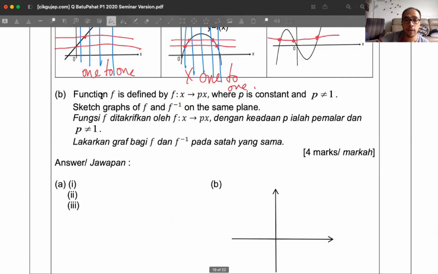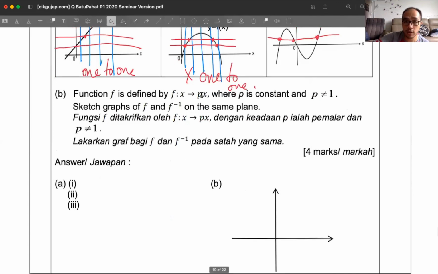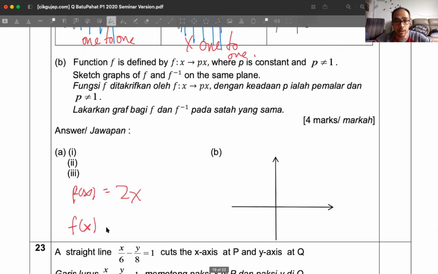Okay, now function f is defined by f(x) equals px, where p is a constant and p does not equal 1. That means you can have f(x) equals 2x, or f(x) equals, for example, 1/2 x, contohnya, as long as it's not 1. Because if it is 1, then it will be this line. This is f(x) equals x.